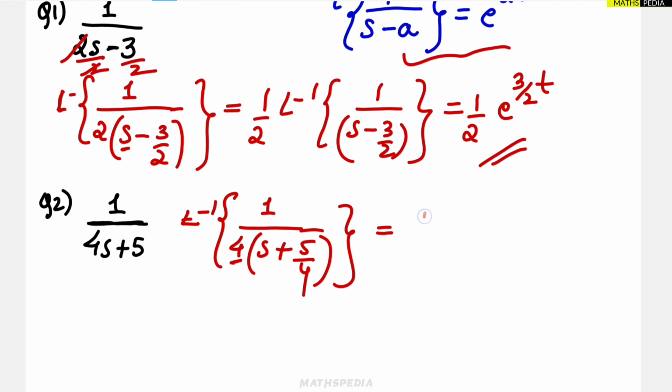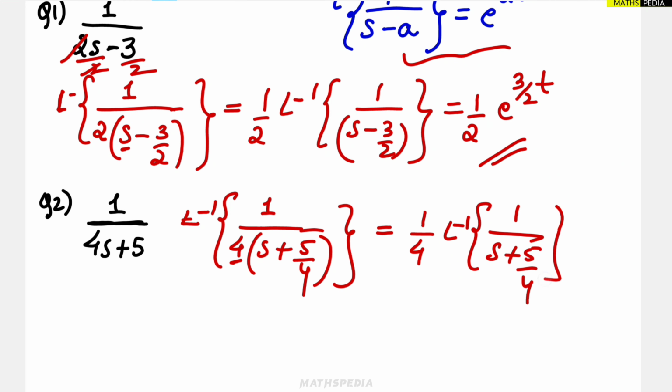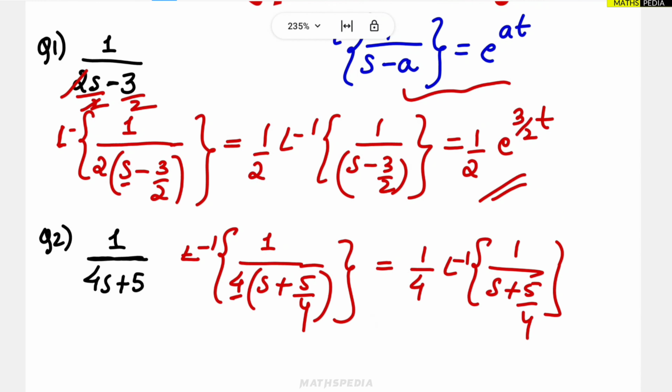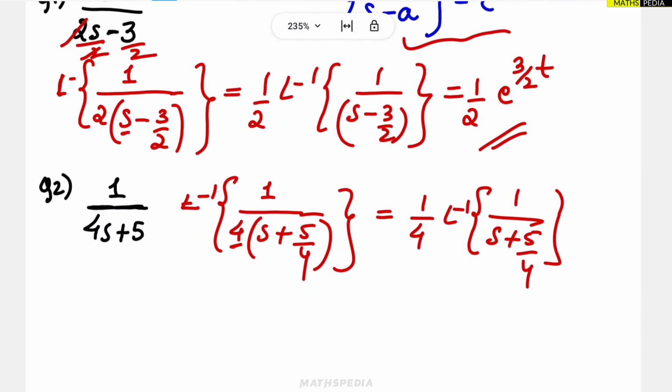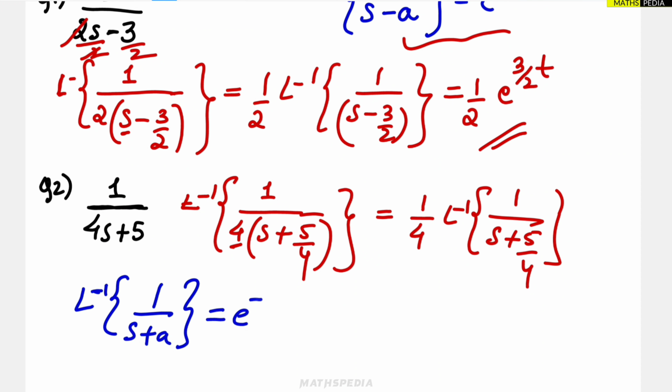I can take 4 outside, which is 1 by 4, the Laplace inverse of 1 by s plus 5 by 4. Now we have studied 1 by s minus a, but instead of minus a we have plus, so the basic idea is that it becomes minus a. Otherwise you can remember the formula as: Laplace inverse of 1 divided by s plus a is equal to e power minus at. If you want, you can remember it like that.